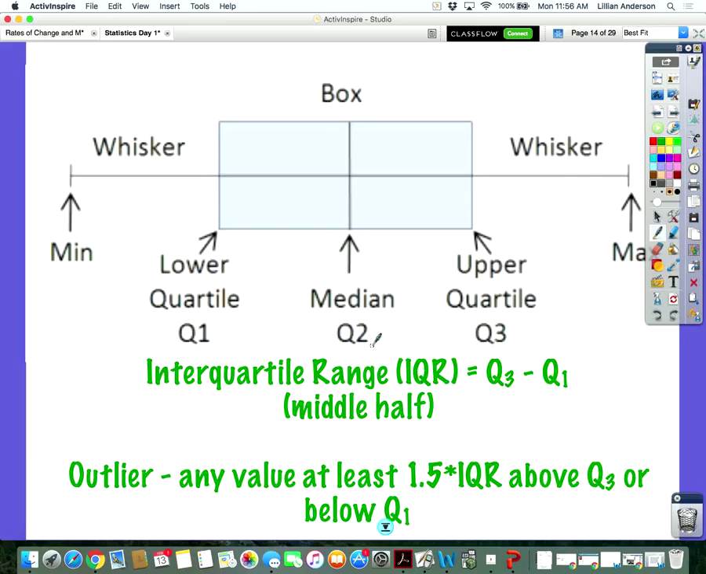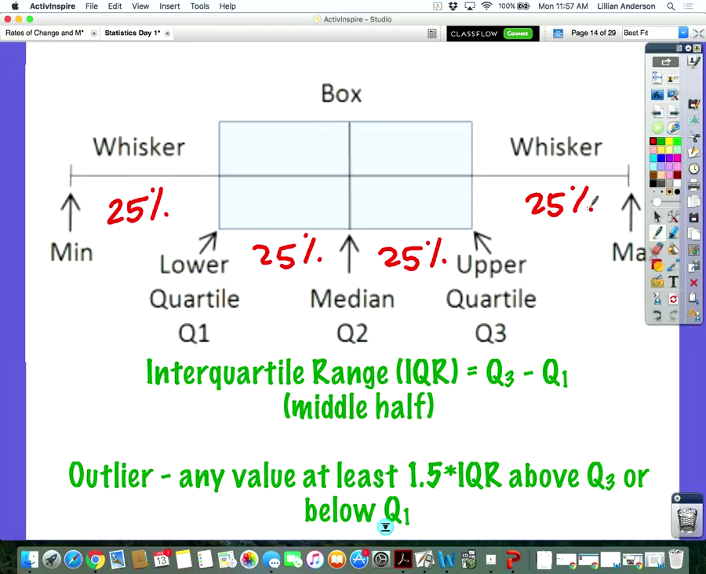Okay? So basically, your box and whisker plot breaks your data down into quarters. You have 25% here, 25% here, 25% here. That's where the middle half is, the middle 50%. And then you have the last 25% on the other whisker.